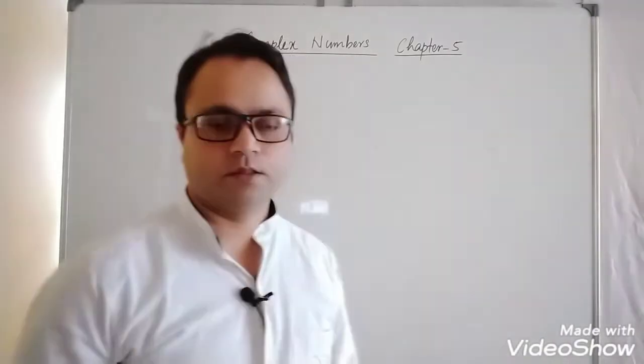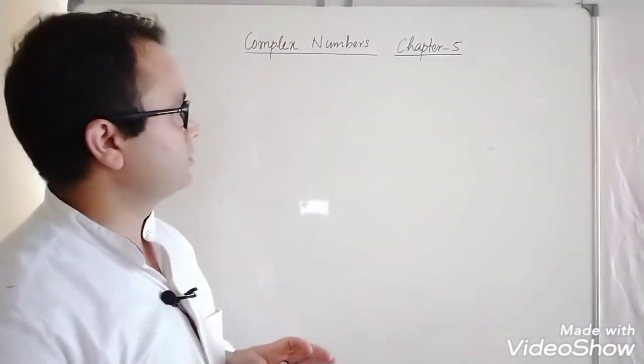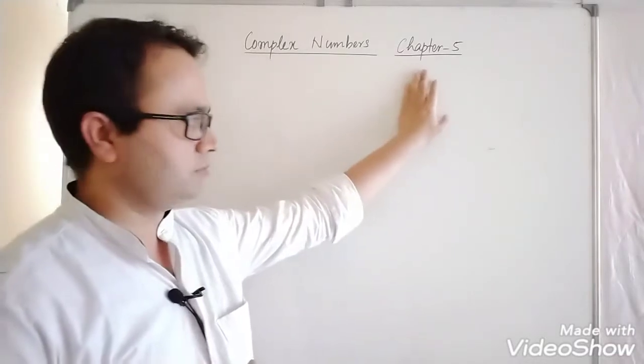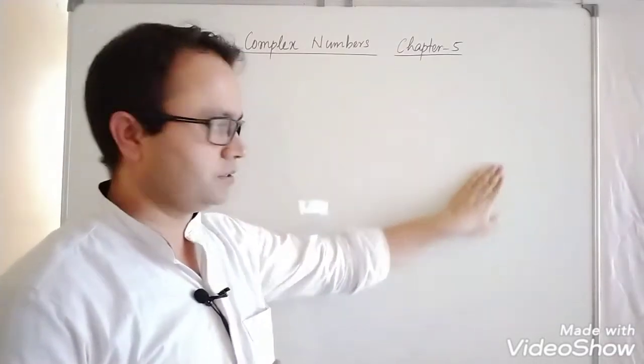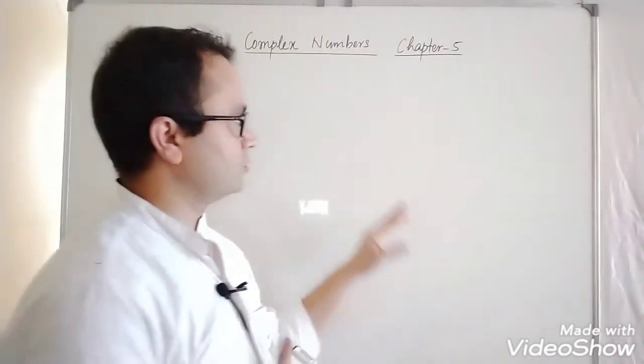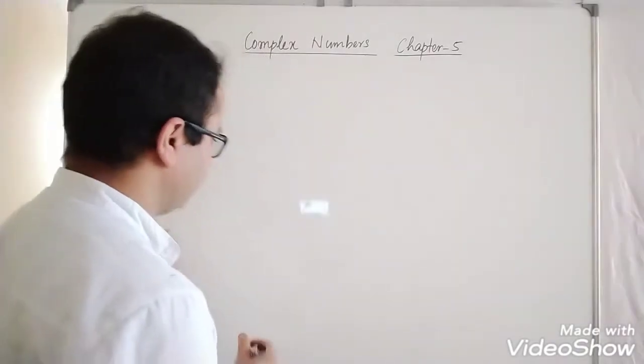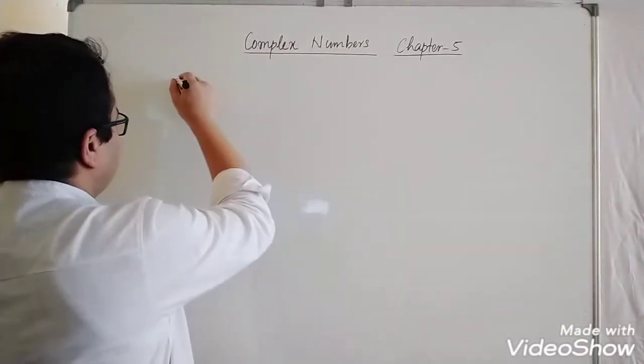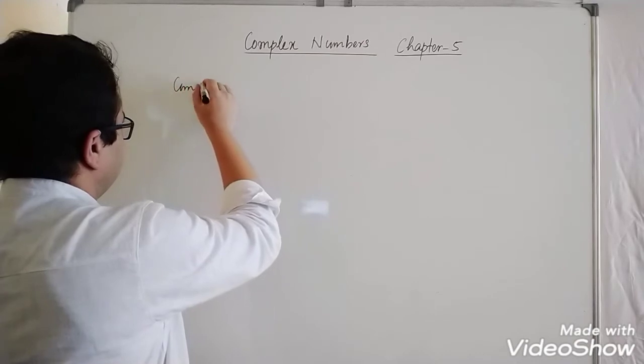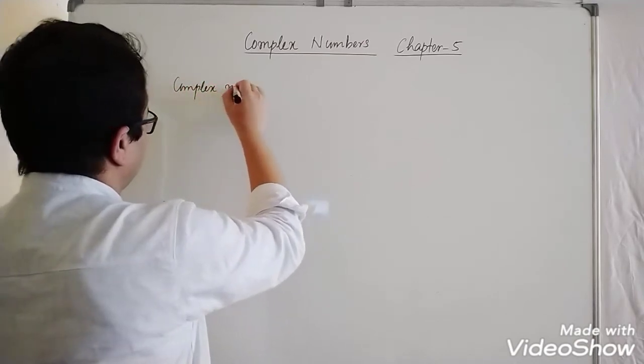Class 11. Today we are going to learn about complex numbers, chapter number 5. Chapter number 4 is removed from the syllabus from this year, so we start chapter number 5 today. Complex number. What do you mean by complex number?